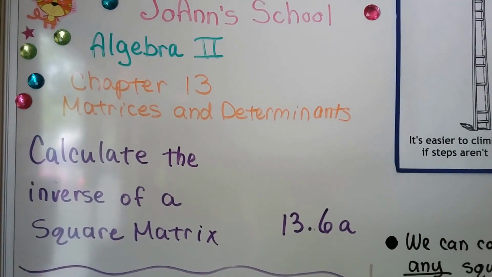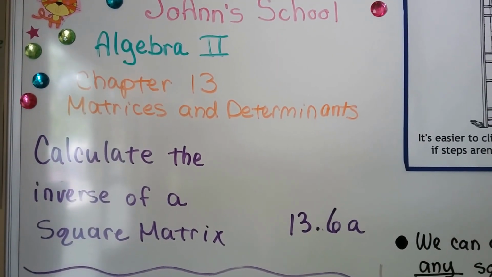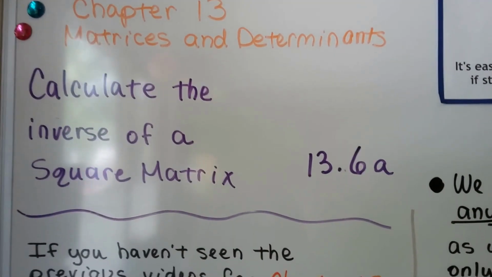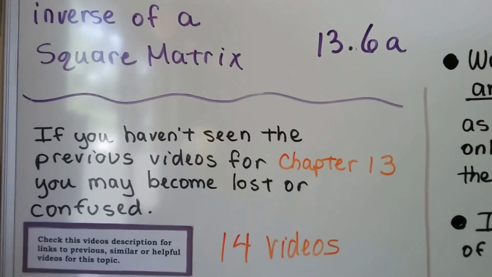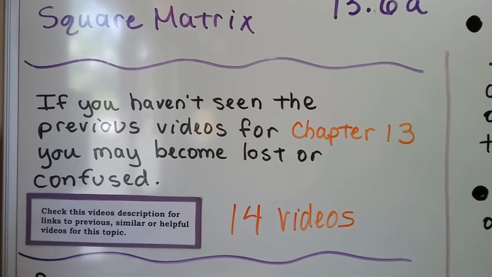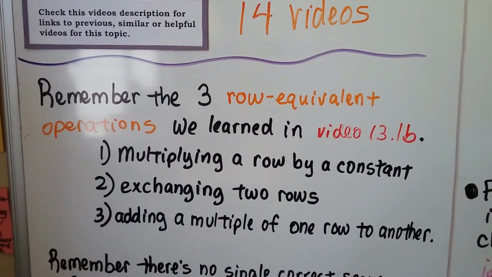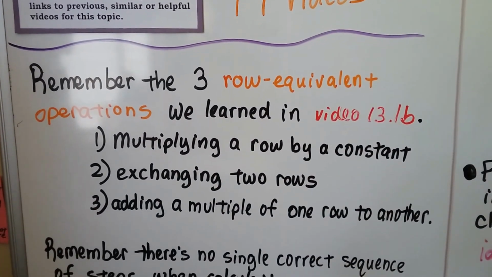We're continuing on in Chapter 13 about matrices and determinants, and we're going to calculate the inverse of a square matrix. This is 13.6a. There are 14 previous videos linked in the description in case you get lost or confused. So remember the three row equivalent operations we learned in video 13.1b?